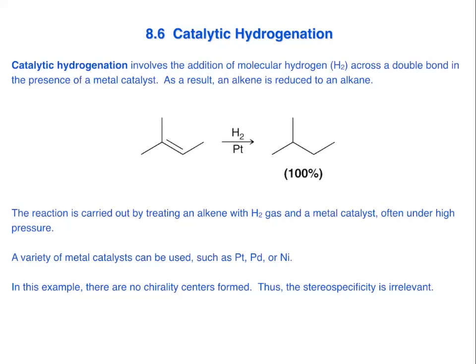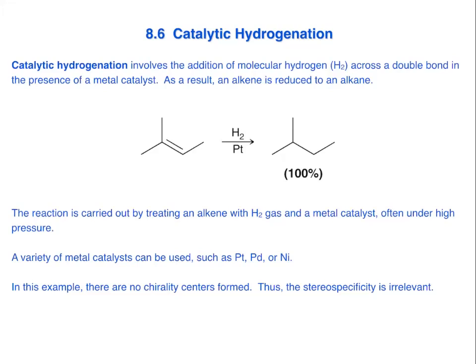In this video, we're going to cover section 8.6 on catalytic hydrogenation. This is another addition reaction that has synthetic utility as well as industrial utility, as it's commonly used in the food industry. Now, catalytic hydrogenation involves the addition of hydrogen, molecular hydrogen, H2, across a double bond. And this is often done in the presence of a metal catalyst. Hence, the reason why we refer to this as catalytic hydrogenation as opposed to just simply hydrogenation.